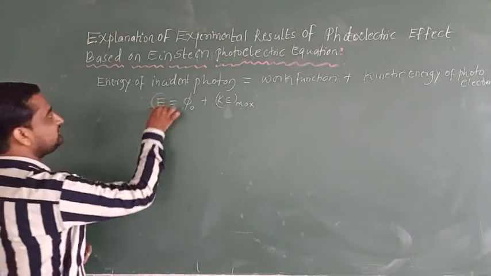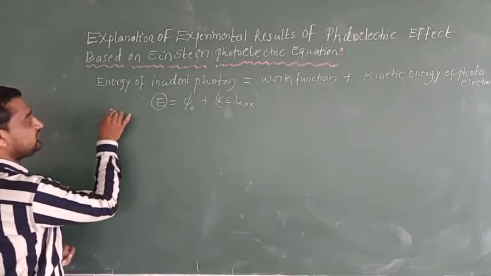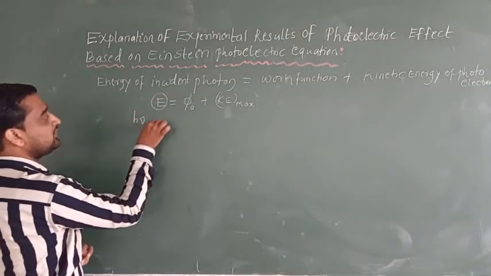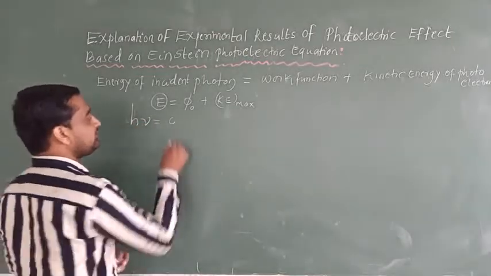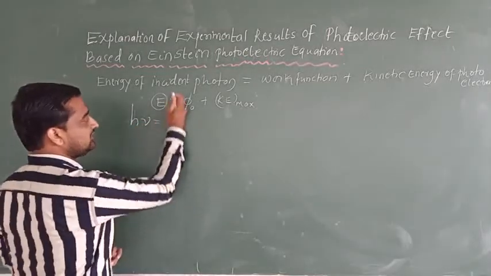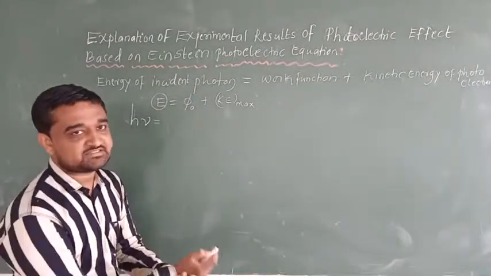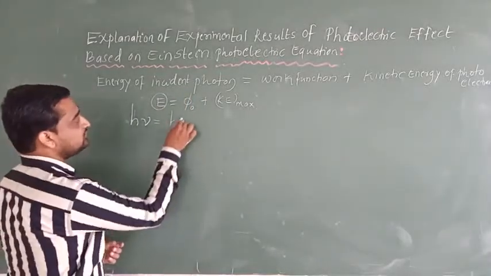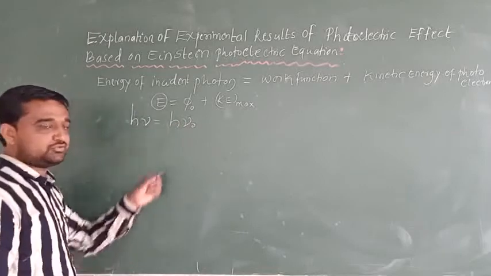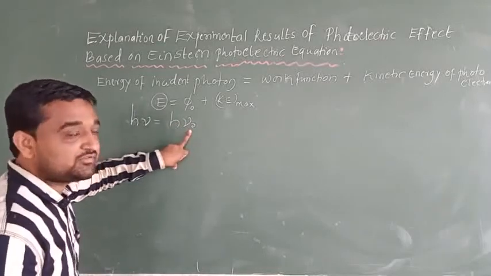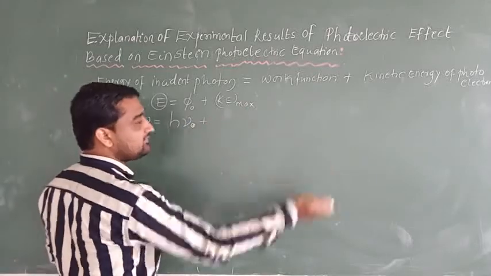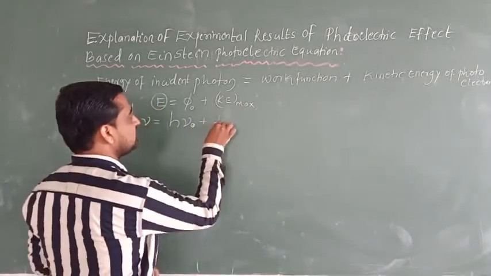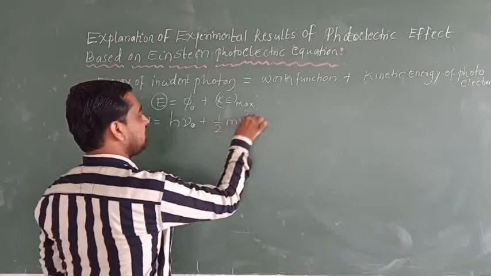So here the energy of the incident photon E is equal to what? h nu, and this is equal to what? h nu is equal to phi naught, that is the minimum frequency of incident radiation required. So that is what? h nu naught. So here nu naught is what? The threshold frequency.